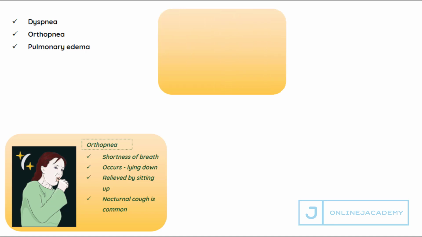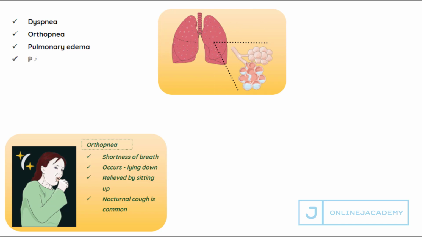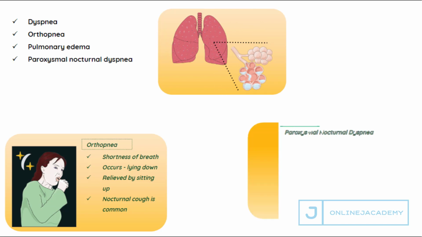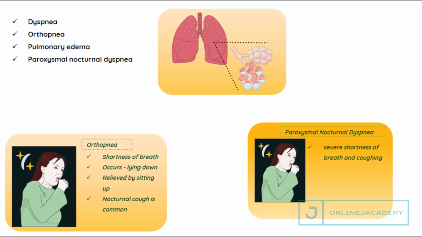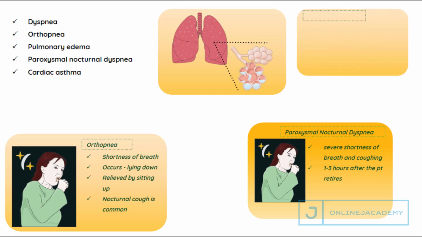And then we also have paroxysmal nocturnal dyspnea. So we're saying it refers to the episodes of severe shortness of breath and coughing that generally occur at night and awaken the patient from sleep. So the patient will wake up normally about 1 to 3 hours after sleep. Cardiac asthma is closely related to this condition. So let's talk about that, cardiac asthma now. What it is, how does it happen?